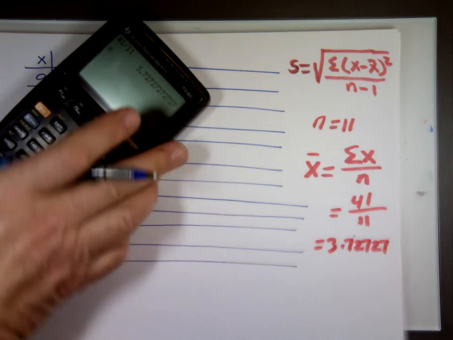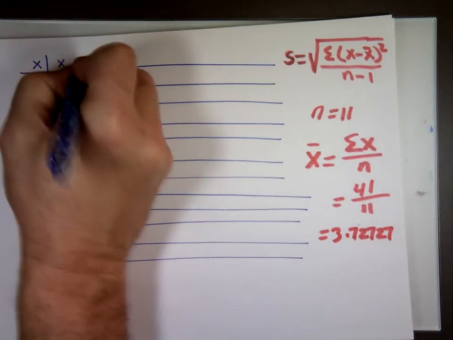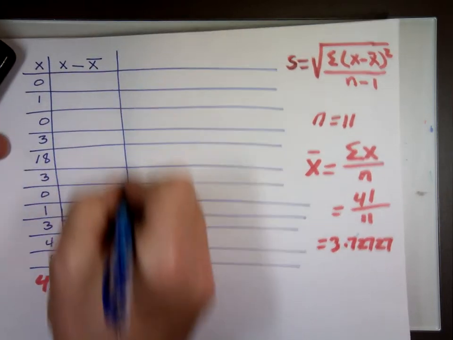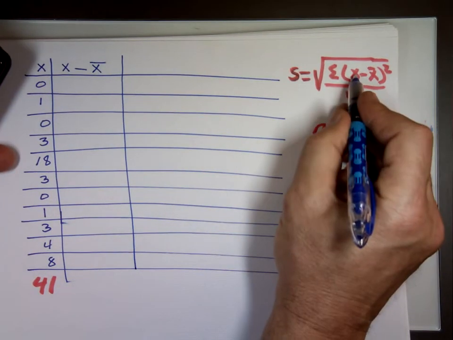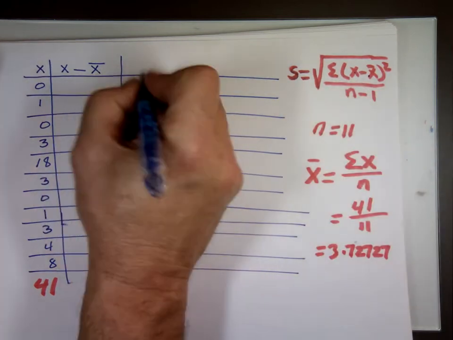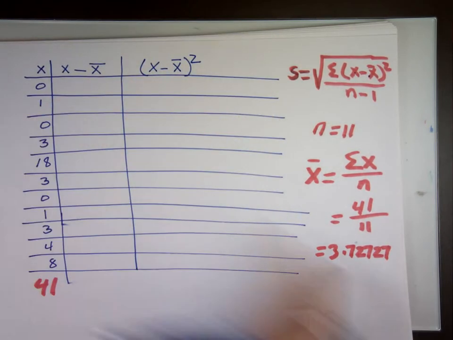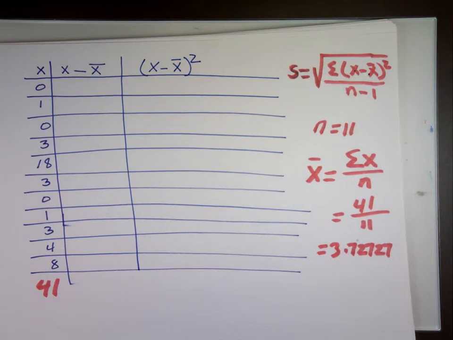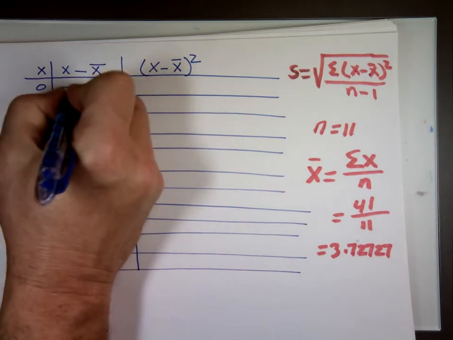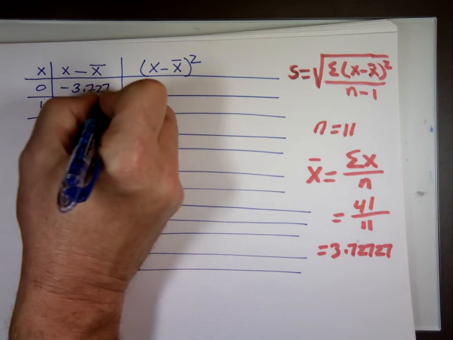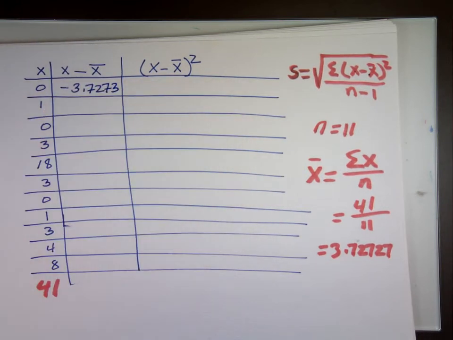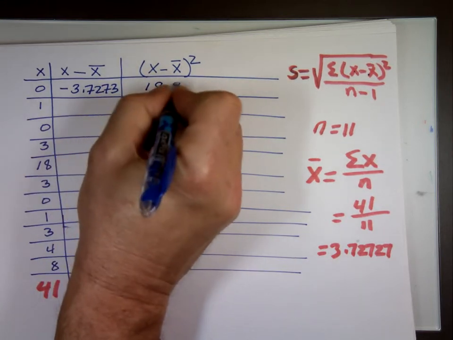So now the next column is going to be x minus x bar. This one says take x, subtract from it x bar, and after you finish with that, square them. 0 minus 3.7273. I'll just round it up. I'll use 4 digits. That's negative 3.7273. Then square that number. 18.893.